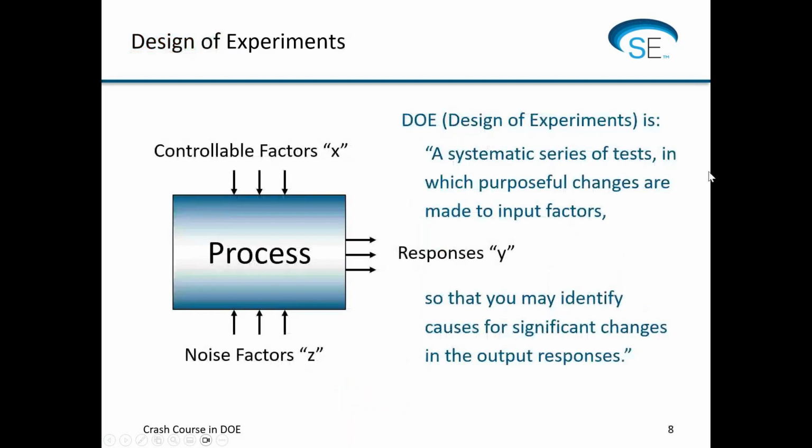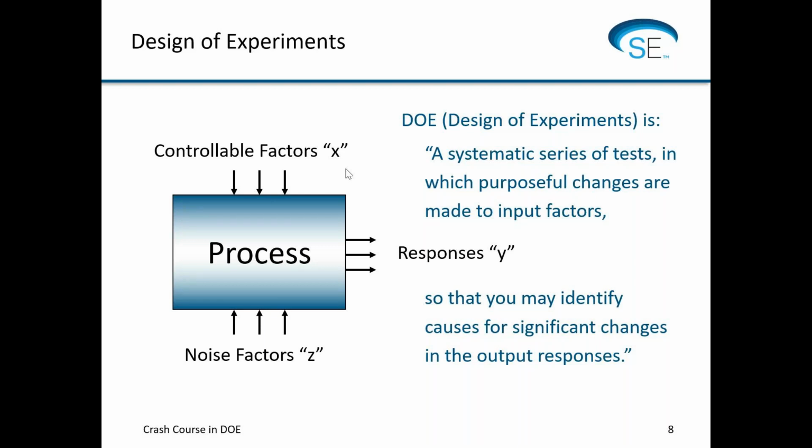So if we view the world as us chemical engineers tend to view it, as some sort of process, let's think about making cookies again. What we're going to do with a designed experiment is have a systematic series of tests or experiments in which purposeful changes are made to the input factors. So what are the input factors? These are the X's. And we might think of, again, making cookies in the kitchen, and some of the things we might want to change for the process of baking the cookies anyway.